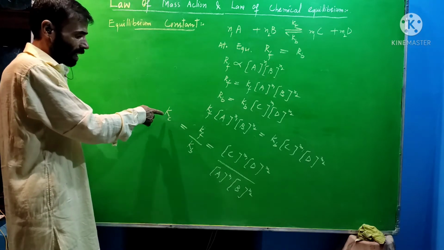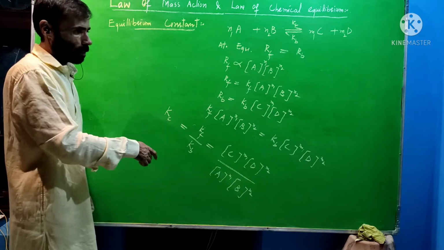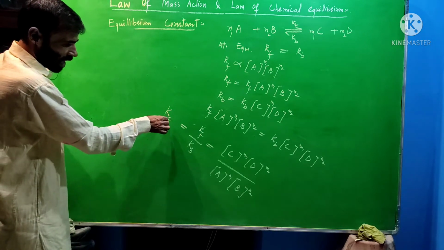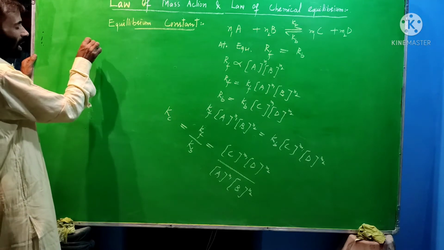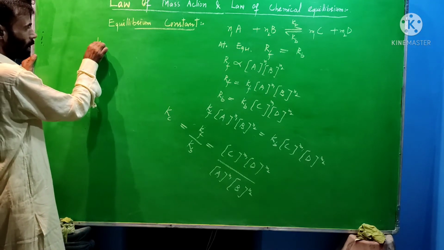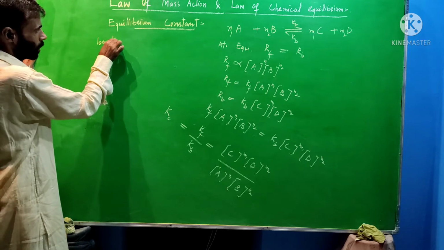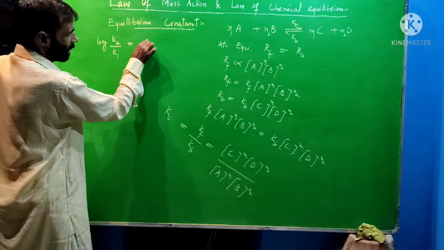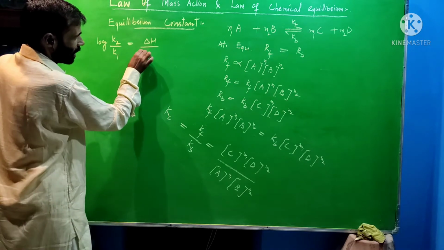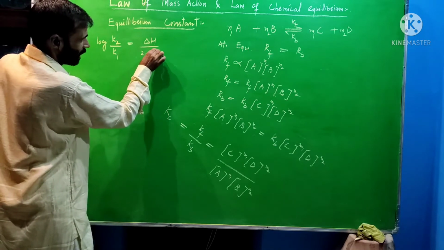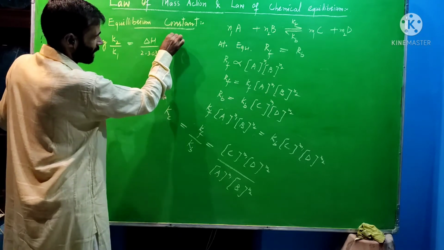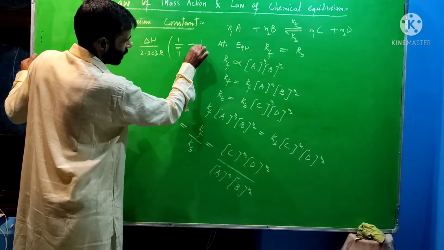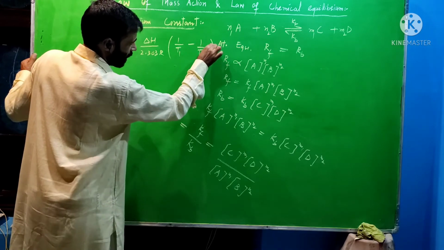We can say this by means of one equation, by means of which we can see that it changes with change in temperature. According to that equation, we know log of K2 divided by K1 is equal to delta H divided by 2.303 R, into 1 by T1 minus 1 by T2. This we call the van't Hoff equation.